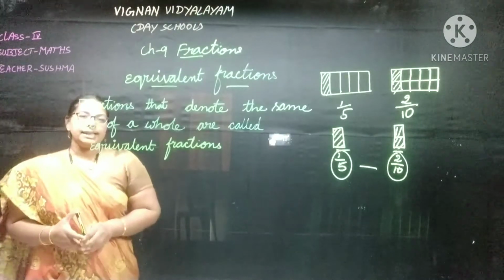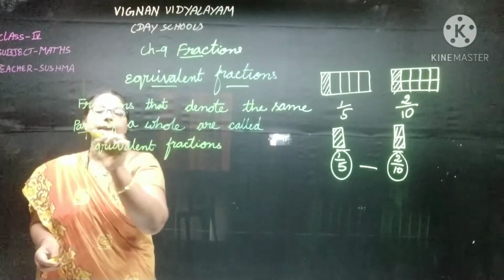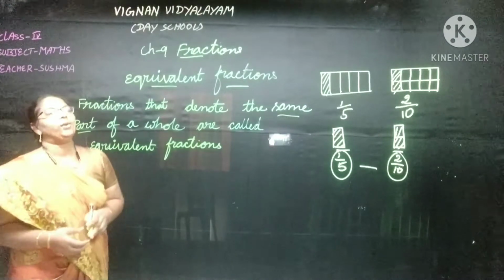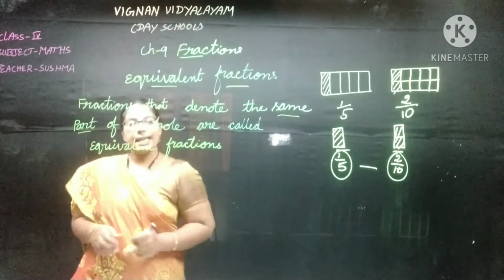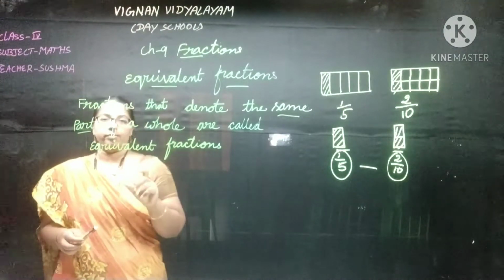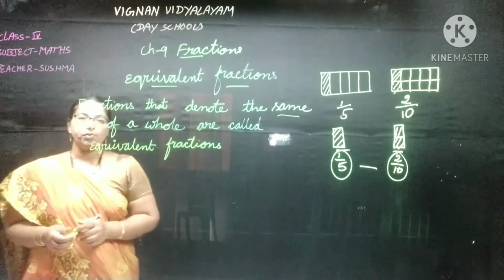Okay children, let us see what equivalent fractions are. The fractions that denote the same part, which means the fractions showing the same part in a whole, are called equivalent fractions. The fractions which show the same part, the parts of the same size, are called equivalent fractions.